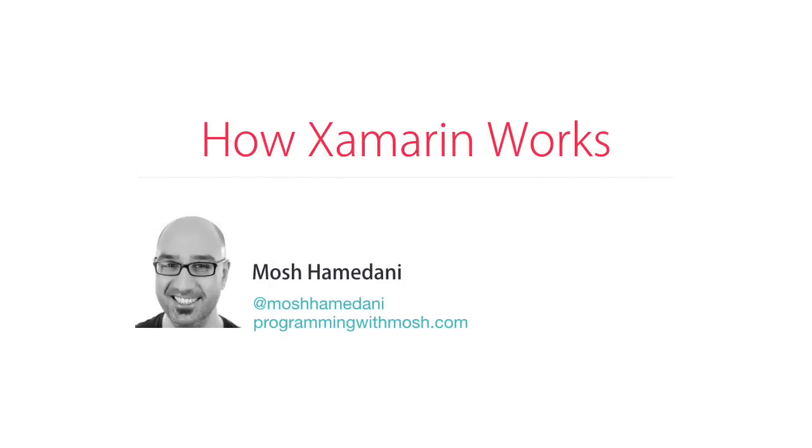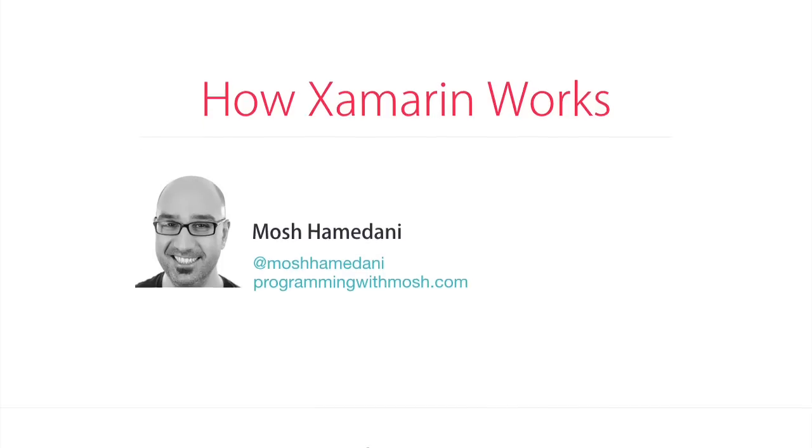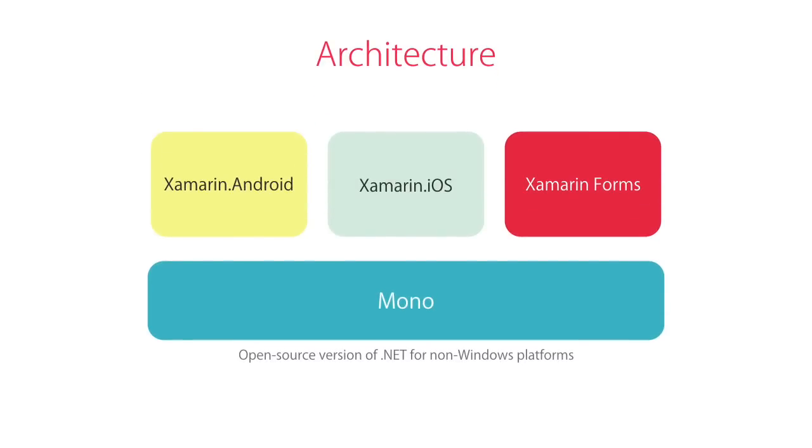So you have seen Xamarin Forms in action. And you know that with Xamarin Forms, you can build native apps for different platforms. But you might be curious how Xamarin actually achieves this. So let me give you a bit of background. All Xamarin products, like Xamarin.Android, Xamarin.iOS, and Xamarin Forms, are built on top of Mono, which is an open source version of .NET that runs on various non-Windows platforms, like Linux, Unix, and OS X.